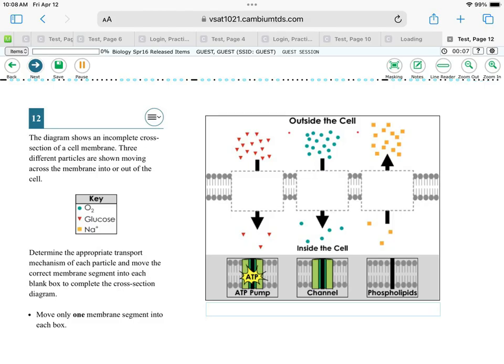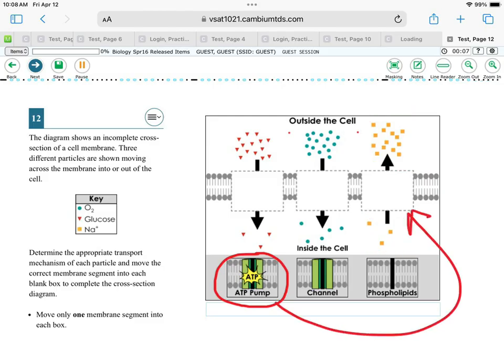Okay, so we've only got one that shows the use of ATP. So I'm going to handle that one first. Do any of these show particles moving from low concentration to high? Yes. This one, look at that, low concentration to high concentration, yet we're pumping them uphill.